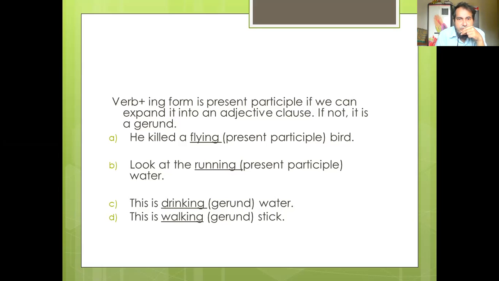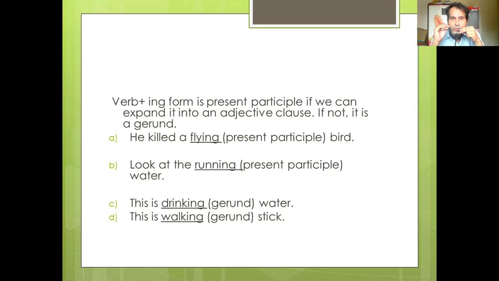And third example, this is drinking water. Every day we use drinking water. We buy bottles of different brands. So drinking water, this word we usually use in our day-to-day life. So when we say the drinking water, we are using gerund in our practical life.